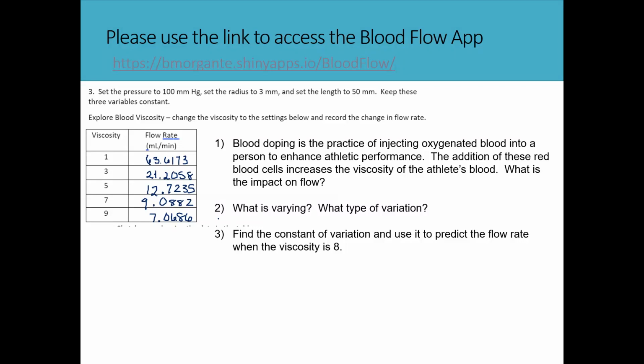So we are told blood doping is the practice of injecting oxygenated blood into a person to enhance athletic performance. The addition of these red blood cells increases the viscosity of the athlete's blood. What is the impact on flow? So viscosity goes up. So I see that in the chart, 1, 3, 5, 7, 9, an increase in viscosity. And I look at what happens to flow, and as I move down my chart, flow decreases. So this would actually serve to decrease blood flow.